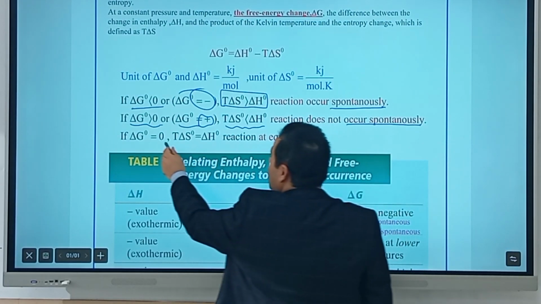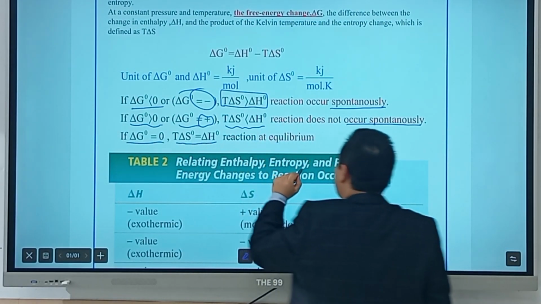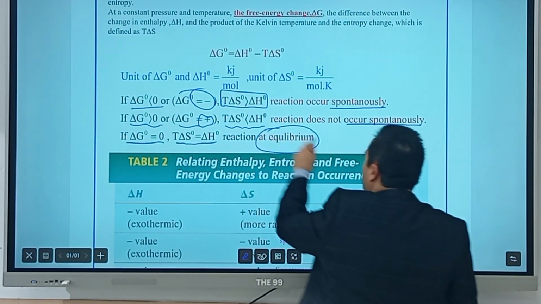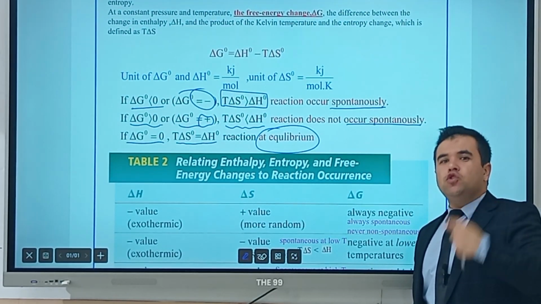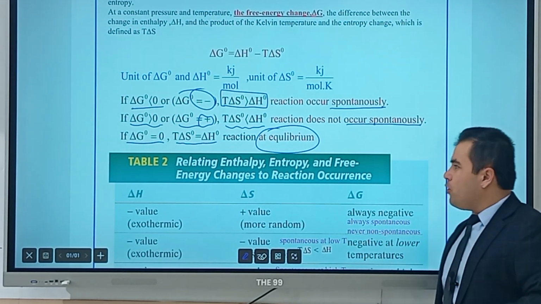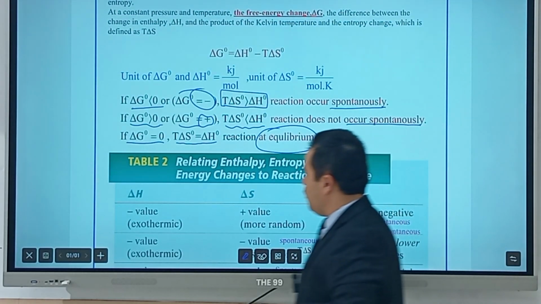What if T delta S is equal to delta H? We call the reaction at equilibrium, neither spontaneous nor non-spontaneous. Both possibilities are equal.